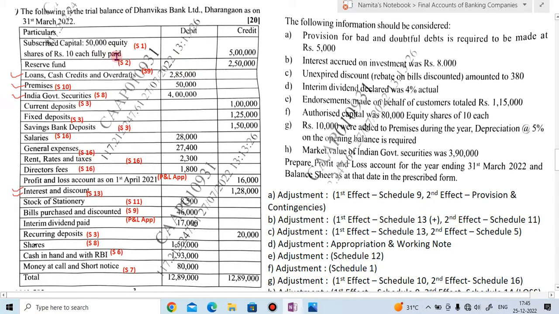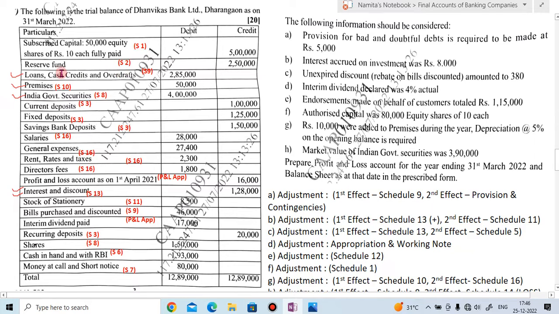Now see here, I have already marked in the trial balance, see, subscribed capital. Now subscribed capital is how much? 50,000 equity shares of rupees 10 each, fully paid. Now this is related to capital. So in which schedule will this entry go? This entry will be posted in schedule number 1. Okay, schedule number 1 is what? Capital. Next is what? Reserve fund. Now reserve fund is what? Statutory reserves. Okay, so schedule number 2, the heading of schedule number 2 is what?